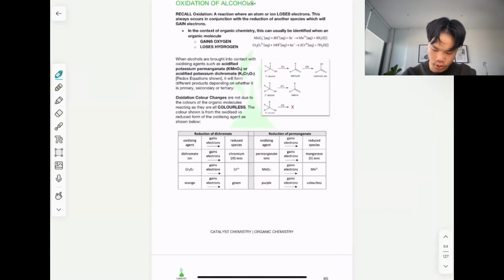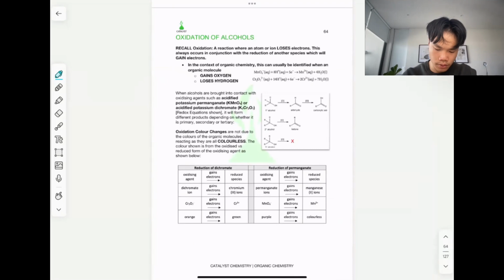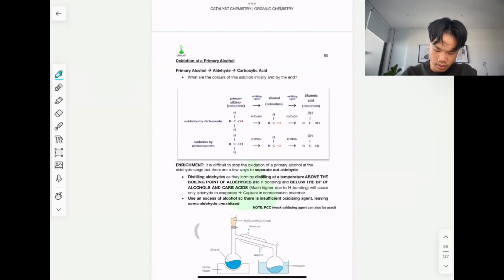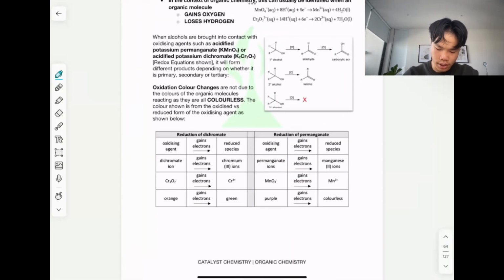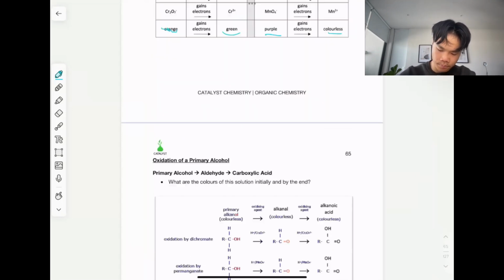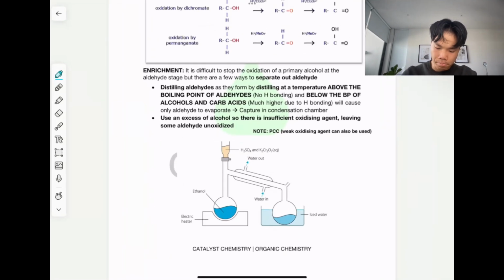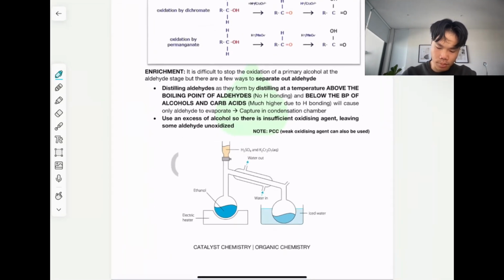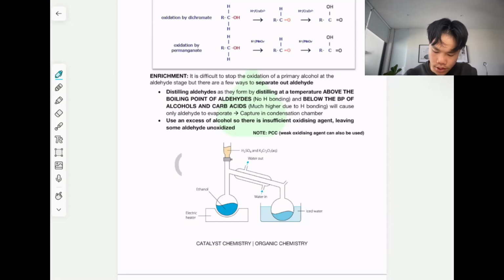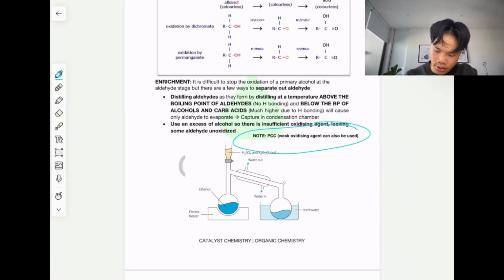All right, we're just on the oxidation, going back to where we were. So I was just saying, be familiar with the color changes. Know that dichromate goes from orange to green. Know that permanganate goes from purple to colorless. You can potentially stop an oxidation using distillation to remove the aldehyde as you make it. So you can either do this or you can use PCC as your oxidizing agent.